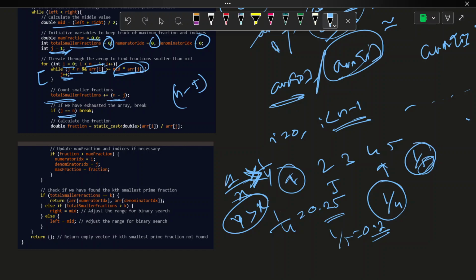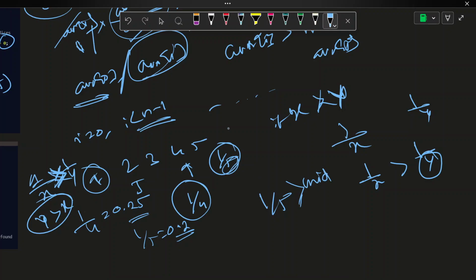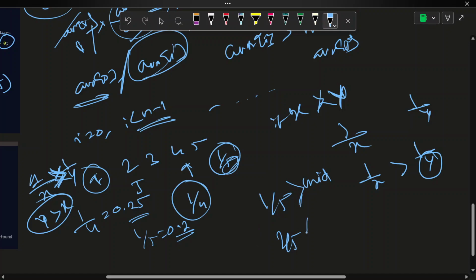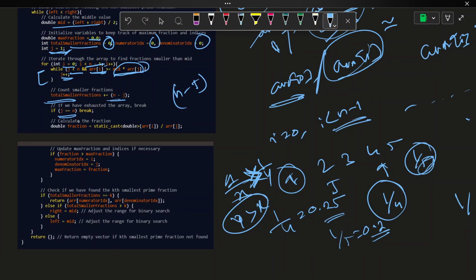And if j is equal to n, suppose 1 by 5 here we have taken, it's still greater than mid, so we can't go right. So 2 by 5 will be less than mid? Not possible. Why? Because 1 by 5 is not possible, then if I increase the numerator, how is it possible to decrease the value, right? So that's why I will break from there. If j is equal to n, I will break, and else it has not exhausted all the array.